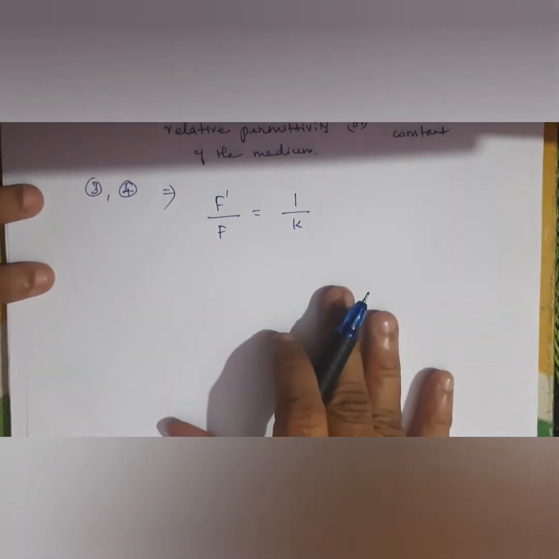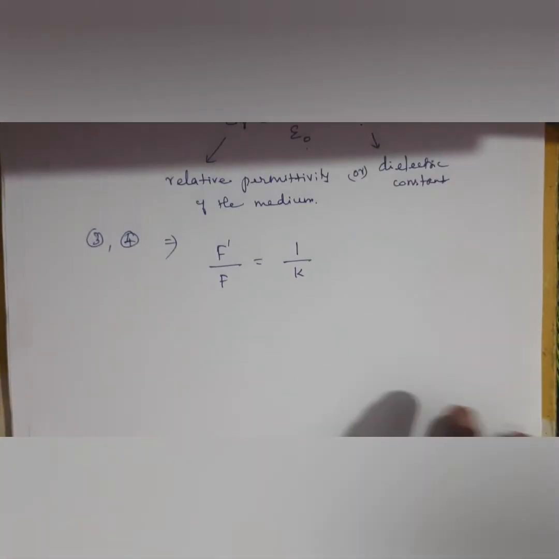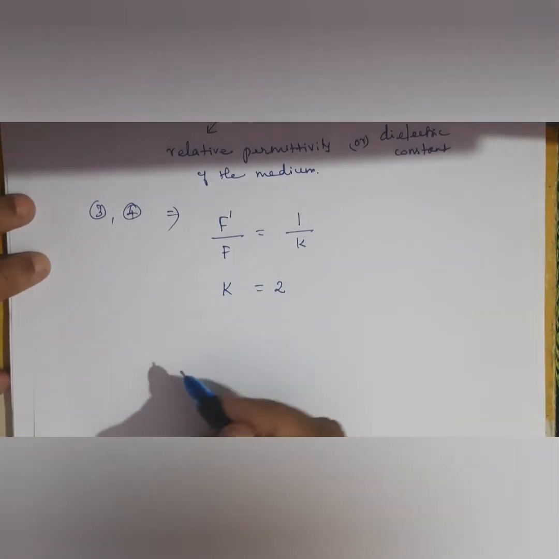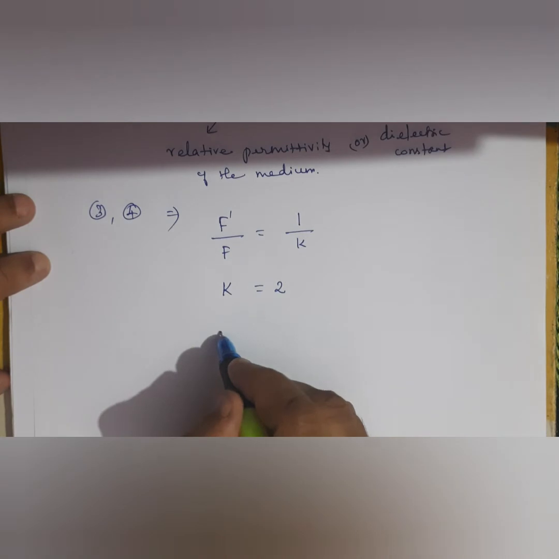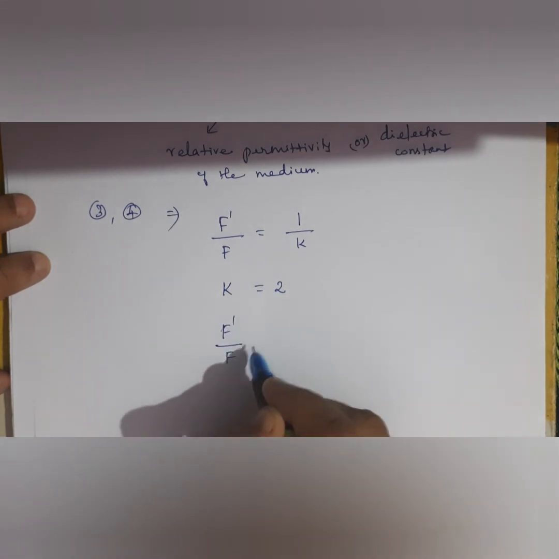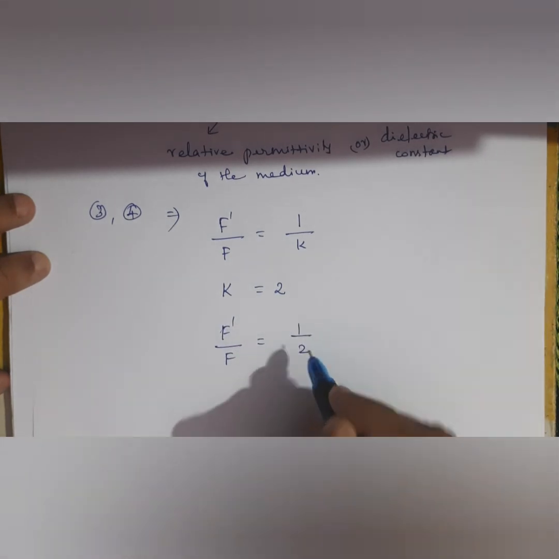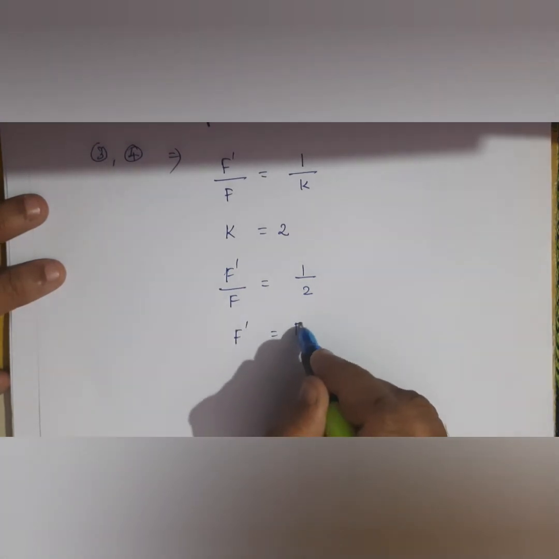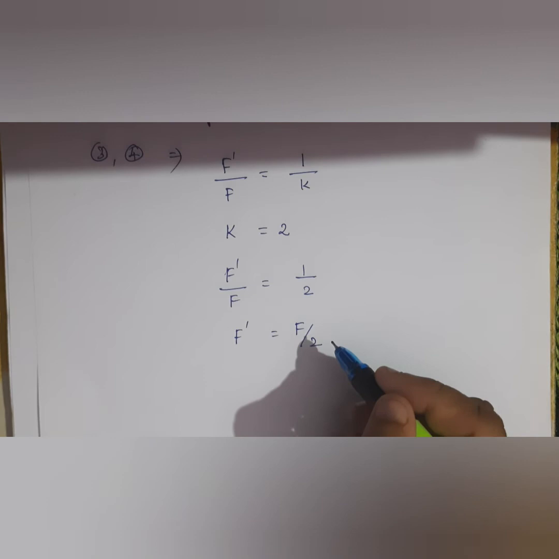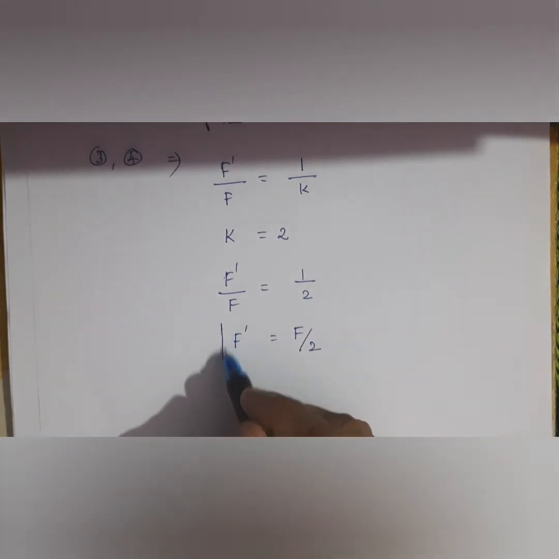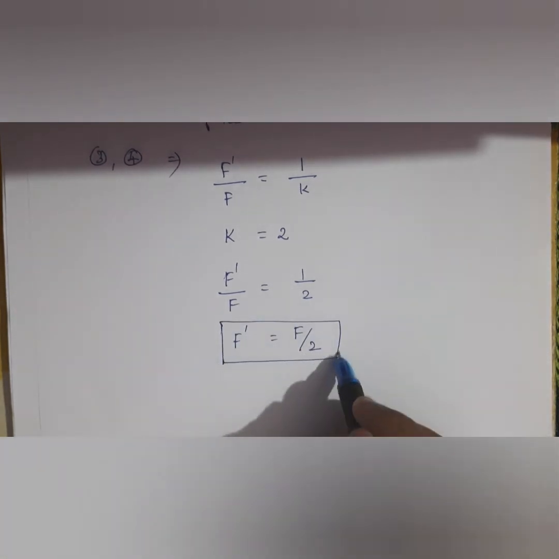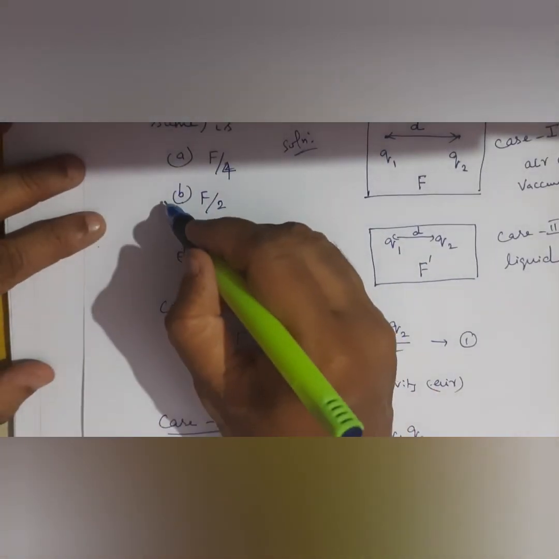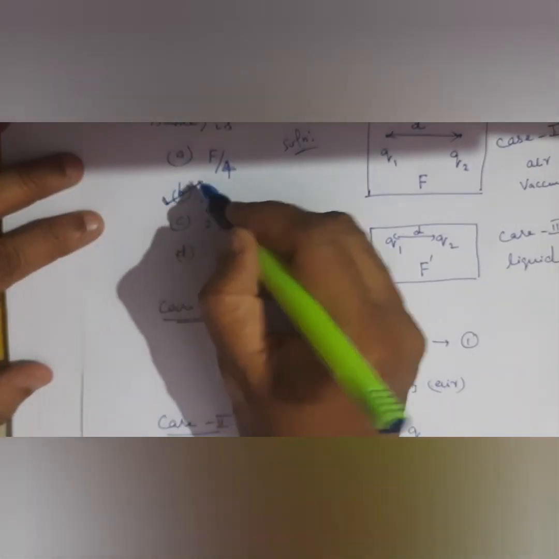K value, the dielectric constant value, is given in the problem. K is equal to 2. Now you substitute: f dash divided by f is equal to 1 by 2. So f dash is equal to f by 2. So this is the answer for this problem. So the second option is correct.